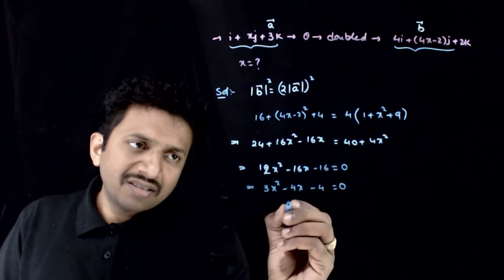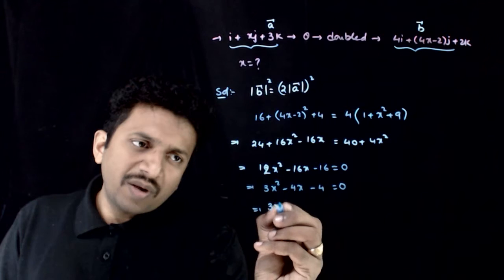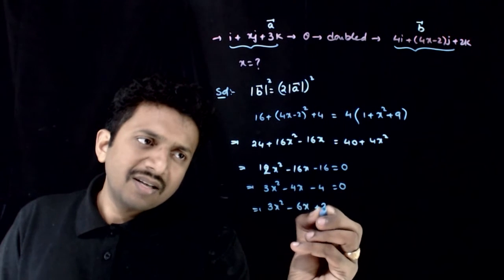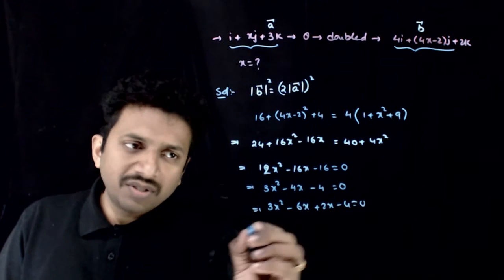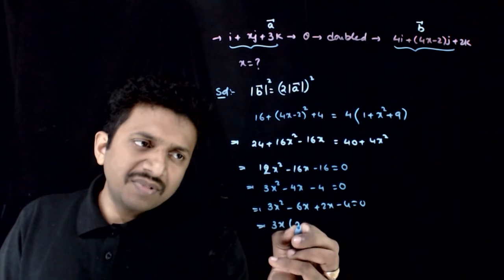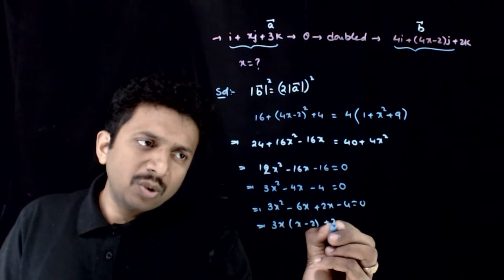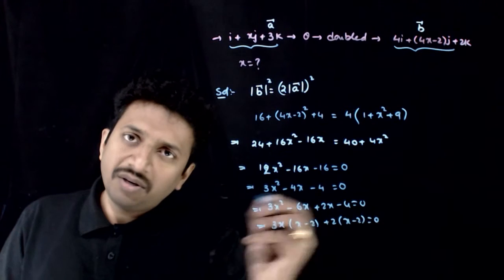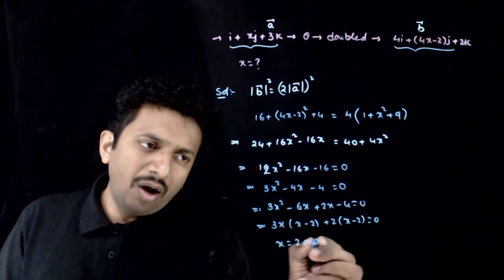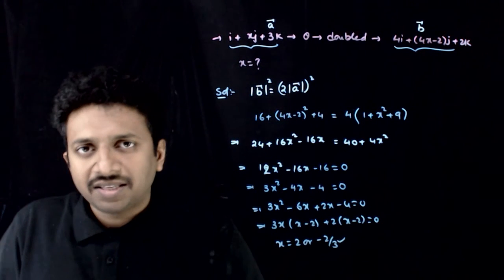So you can factorize this. So 3x square minus 6x plus 2x minus 4 is equal to 0. So 3x times (x minus 2) plus 2 times (x minus 2) is equal to 0. So x is equal to 2 or minus 2 by 3. These are the answers to this question.